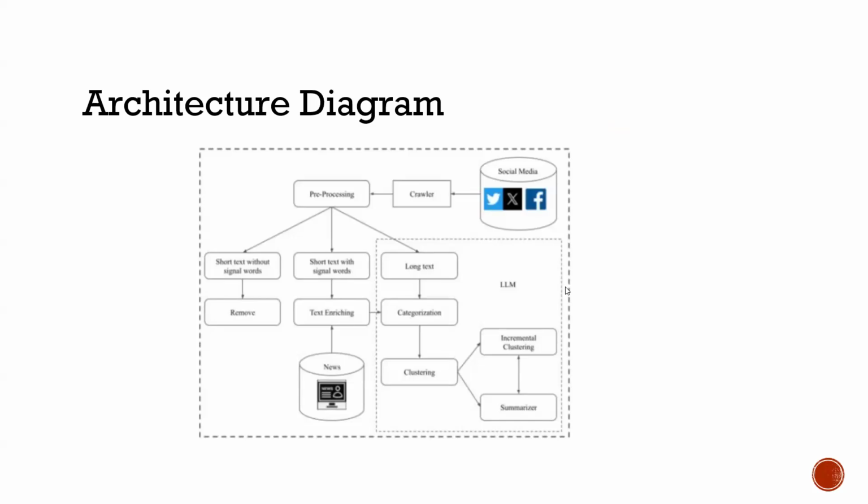And then short text with the signal words, if it is an important text word, then we will text enrich them using the news data. And if it is long text data, we will categorize them and then cluster them. After that, incremental clustering is there. Then we will give a heading for that using a summarizer. This is the overall idea of our module, our product.